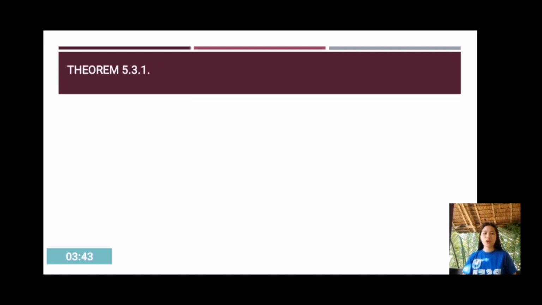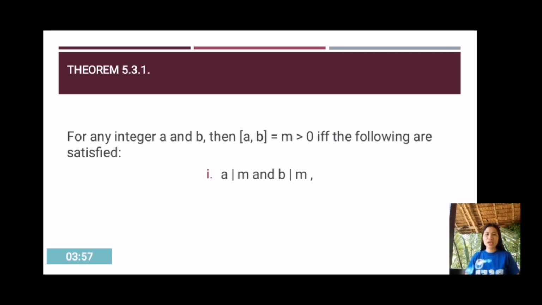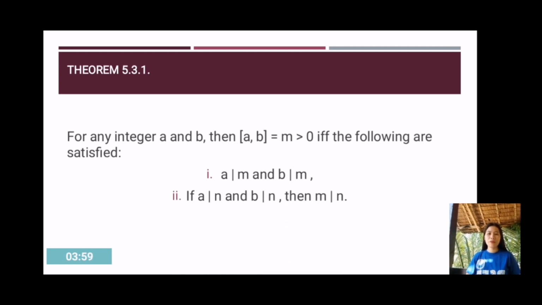Theorem 5.3.1. For any integers a and b, the LCM of a and b is equal to m greater than 0 if and only if the following are satisfied: a divides m and b divides m; if a divides n and b divides n, then m divides n.